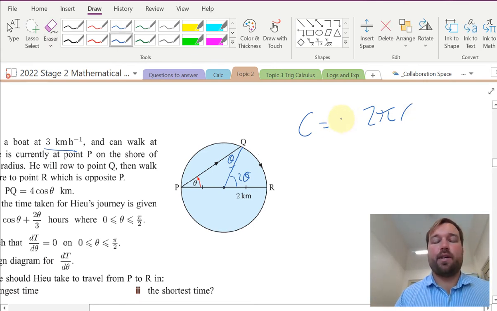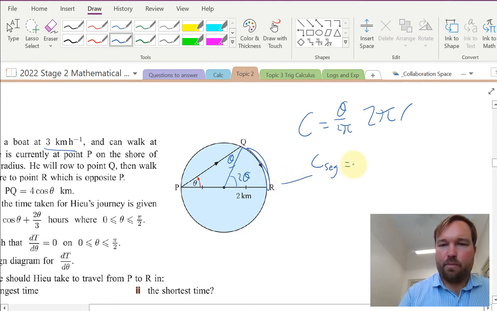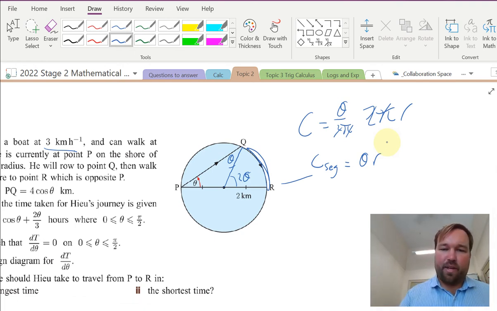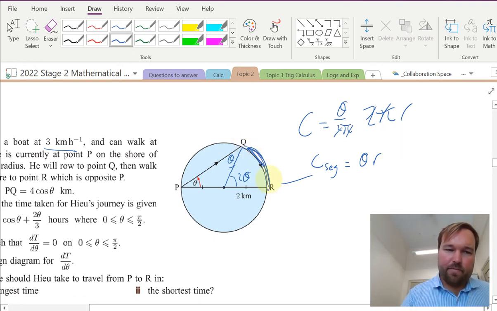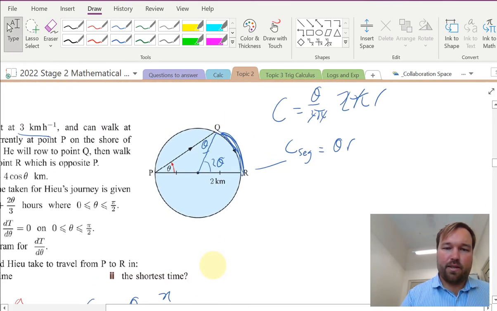Now, for a circle in radians, it is going to be something on 2 pi. So theta on 2 pi. Therefore, the circumference of a segment, so this portion here, is going to be, the 2s cancel, just theta r, which is a really neat outcome. Good one to have on your cheat sheet. So that theta r is that distance there. So that is the distance he travels, theta r.